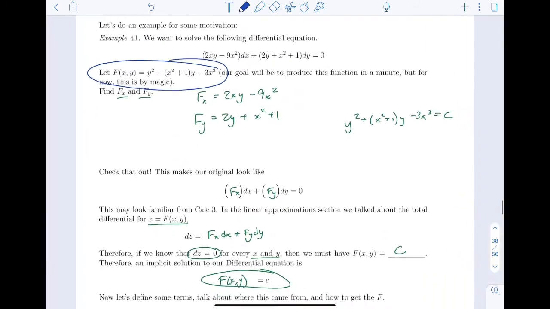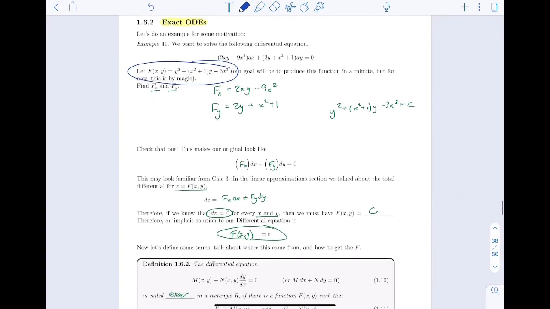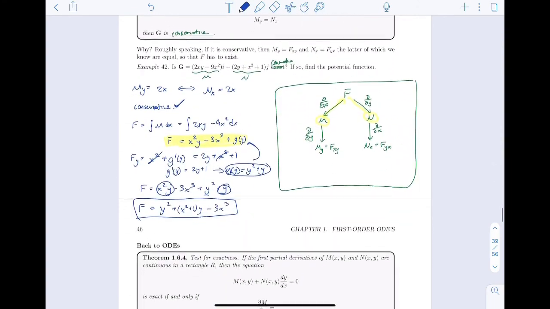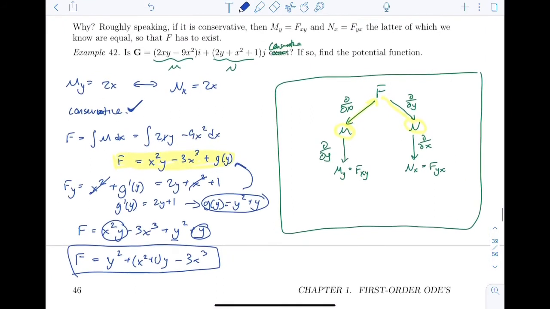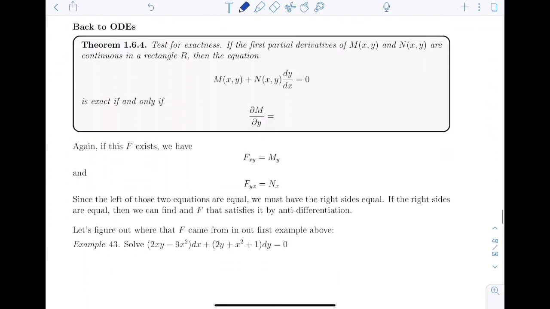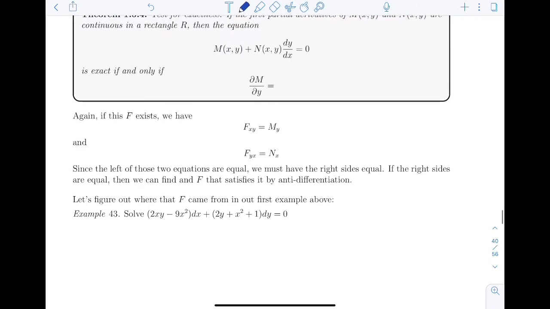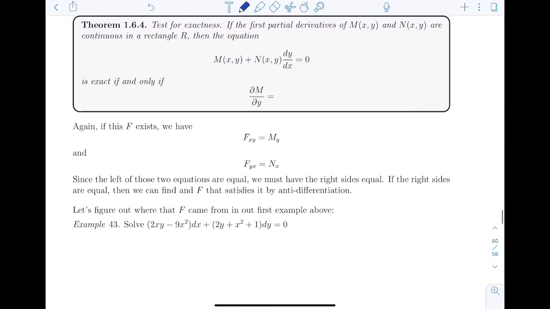So what we've done is I've defined what exact ODEs are, and I've more or less said that the way we're going to solve these things is by doing the exact same thing that we did back in Calc 3 with potential functions and conservative vector fields. So let's do the same exact example right here, okay?